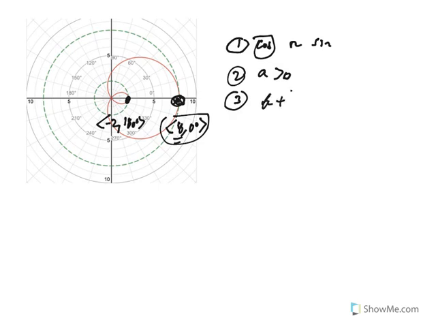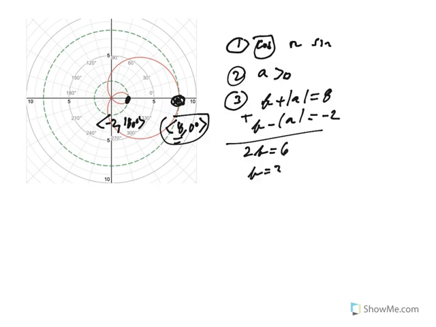So you say b plus absolute value of a is 8. B minus absolute value of a is negative 2. Add those together, and you get b equals 3, which means absolute value of a equals 5. But since a is greater than 0, a equals 5.